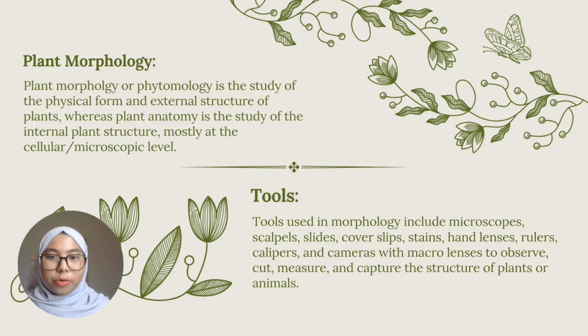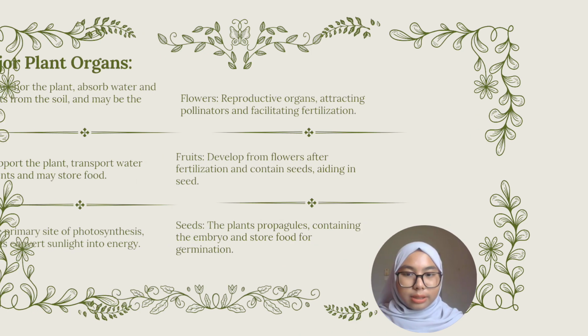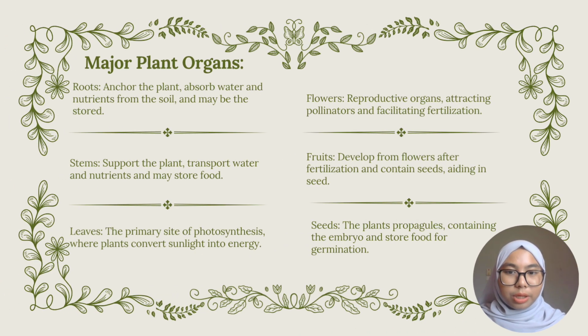Plant morphology, or phytomorphology, is the study of the physical form and external structure of plants, whereas plant anatomy is the internal plant structure, mostly at the cellular or microscopic level. Tools used in morphology include microscope, scalpel, slide, cover slips, stain, hand lenses, ruler, calipers, and camera with macro lens to observe. Next, we have six major plant organs.